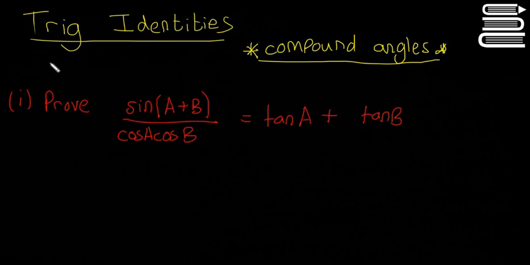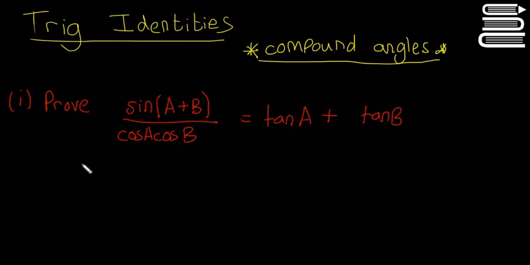So we're just going to do one quick example of trig identities with compound angles. Okay, so this is the example here. We have sine of A plus B over cos of A, cos of B, and we have to prove that that's equal to tan of A plus tan of B. So again, we're just going to work with this side. We're going to leave the right-hand side on its own, and hopefully this side in the end will equal that side.